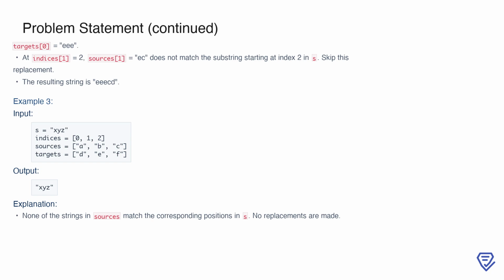Let's look at one final example where no replacements are valid. Suppose the input string S is XYZ, with indices as 0, 1, 2, sources as A, B, C, and targets as D, E, F. In this case, none of the substrings starting at the specified indices match any of the values in sources. For instance, at index 0, the substring is X, which doesn't match sources[0], A. Similarly, at indices 1 and 2, the substrings Y and Z do not match their respective sources values. Since no replacements are valid, the original string remains unchanged, and the output is simply XYZ. This example underscores the importance of matching substrings exactly before performing any replacements.